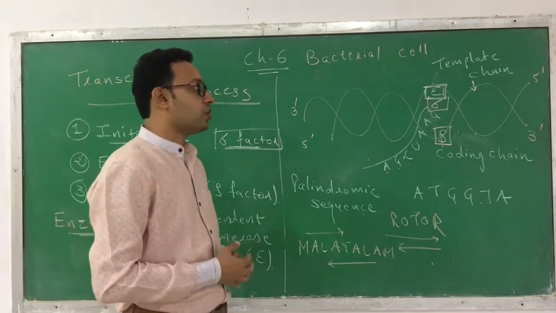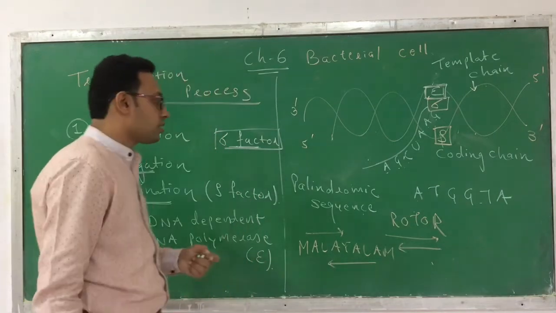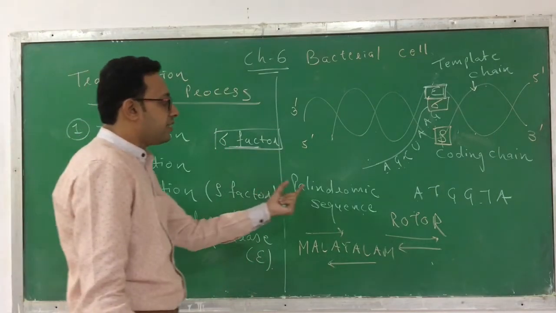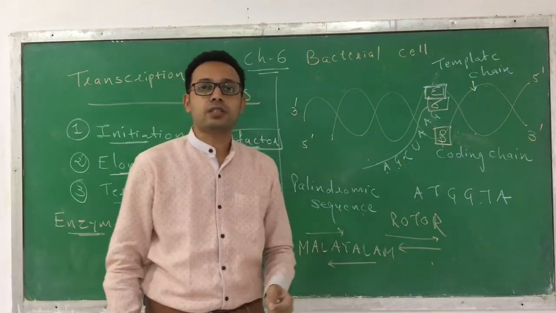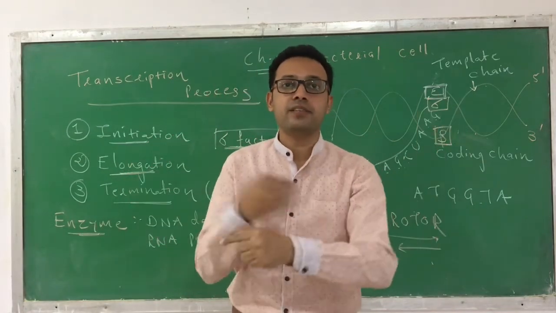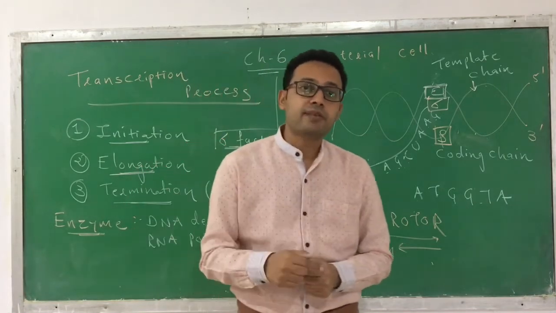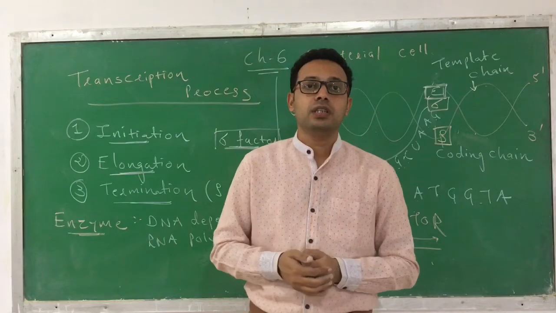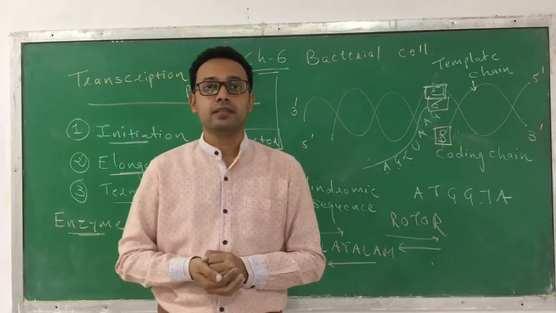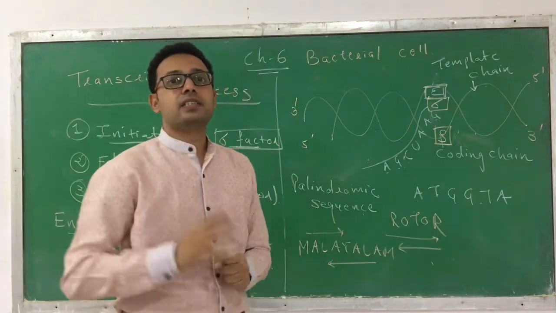So this is the process called transcription. Termination occurs when there is a rho factor and the involvement of a palindromic sequence. Palindromic sequences are sequences that can be read the same from the backward and forward direction. The palindromic sequences form a hairpin-like structure, and thus the process will end. So this is the transcription process that occurs in the bacterial cell.